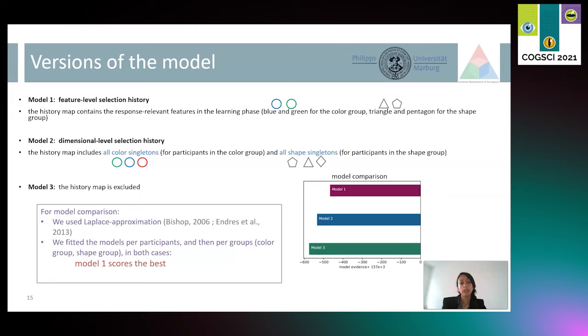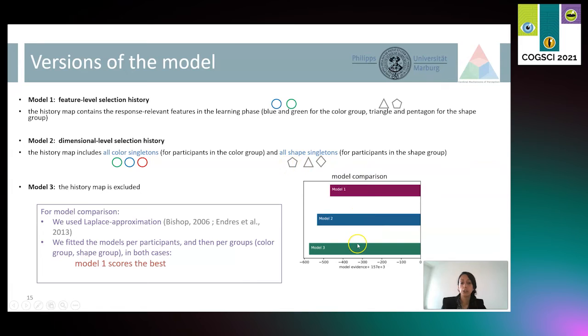To see how selection history, or the history map, can affect our model, we tested three versions of the model. In the first one, which has feature level selection history, the history map contains the response-relevant features in the learning phase: blue or green for the color group, triangle and pentagon for the shape group. In the second model, which has dimensional level selection history, the history map includes all color singletons for participants in the color group and all shape singletons for participants in the shape group.